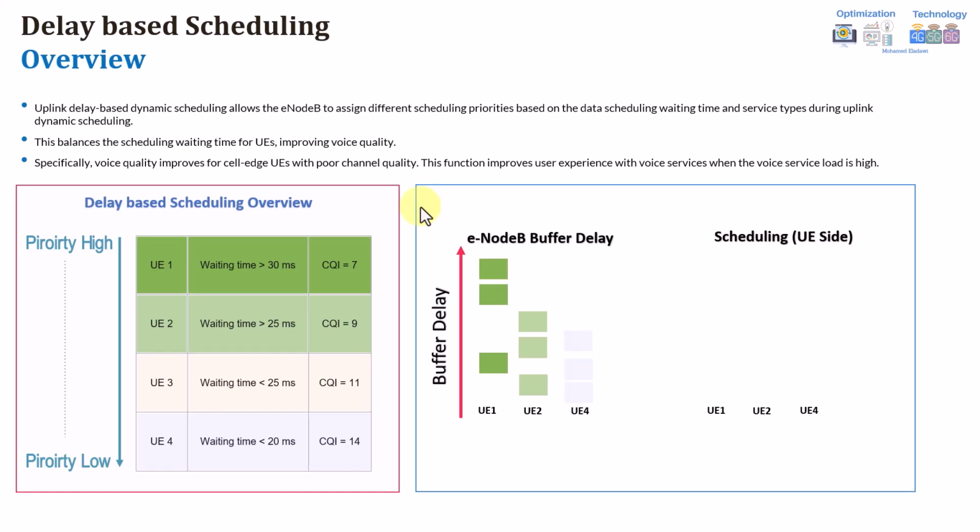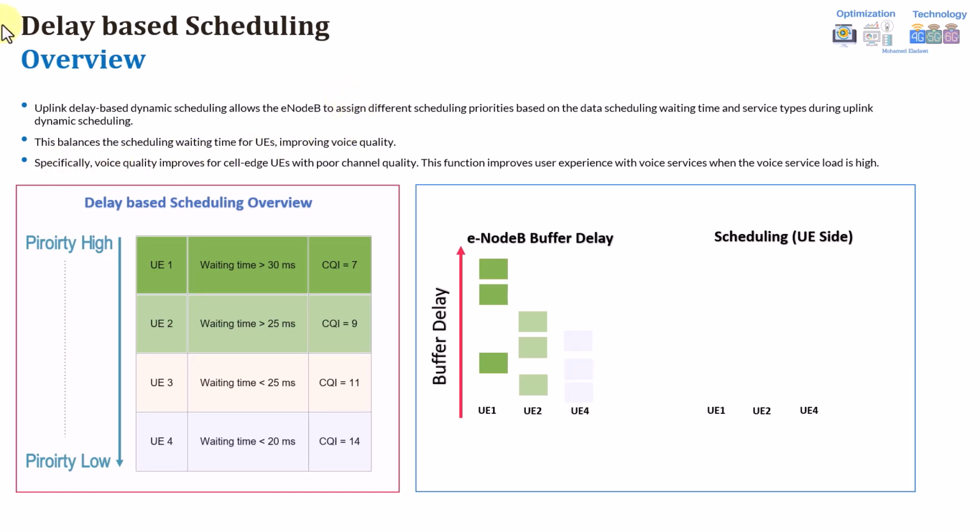Okay, the last feature here is called delay-based scheduling, and you can say this has become a must-have feature that should be enabled, because it has a very good impact on the voice quality, particularly for cell edge users, where it can improve the block error rate. Also, the voice quality will improve a lot for the cell edge. So how does this feature actually work?